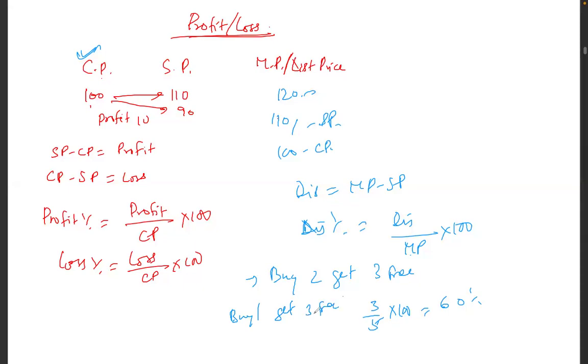If it says buy 1 get 3 free, what happens? 3 out of 4 you are getting discount. So 3 by 4 means 75%, right? Buy 3 get 1 free. What will happen? 1 by 4 is the discount. So 1 by 4 means 25%. Clear? So this is how you calculate. Any confusion, guys?